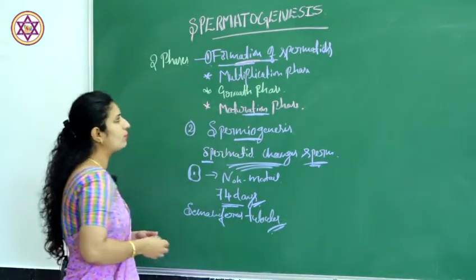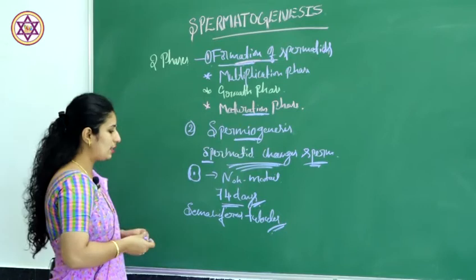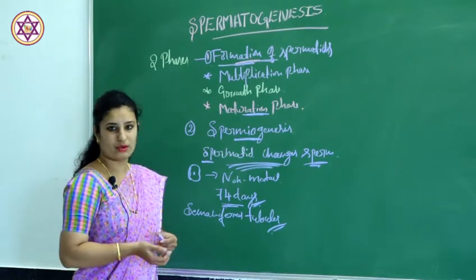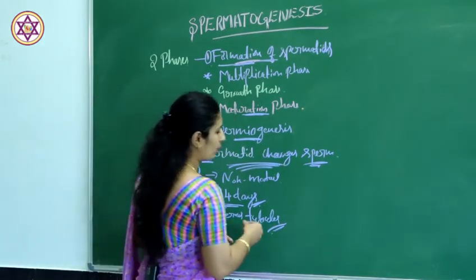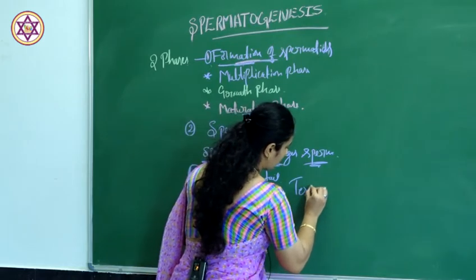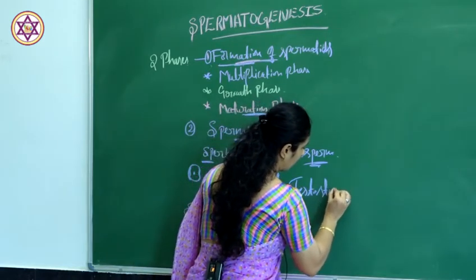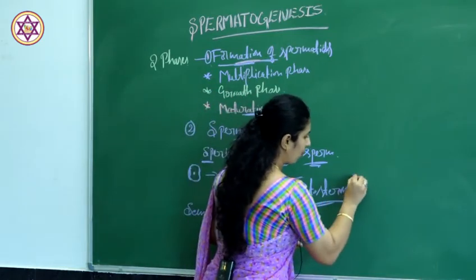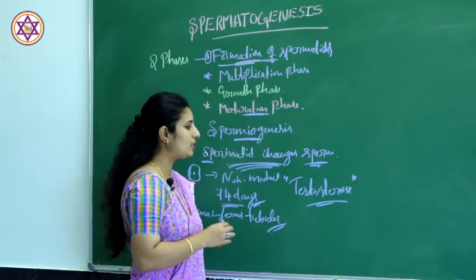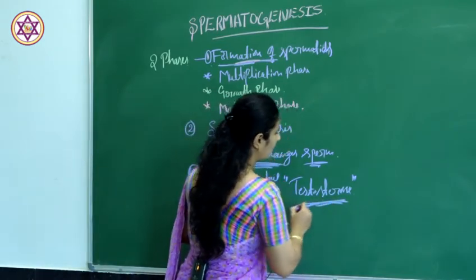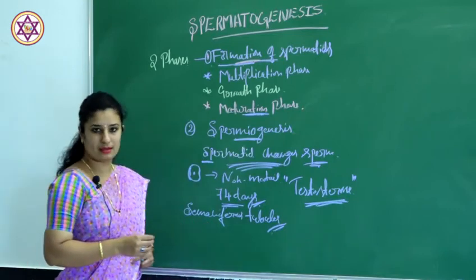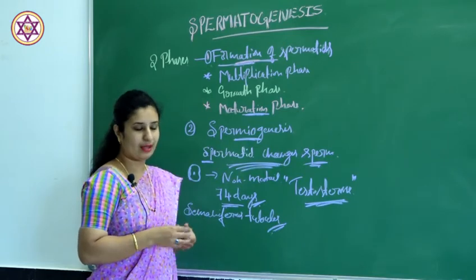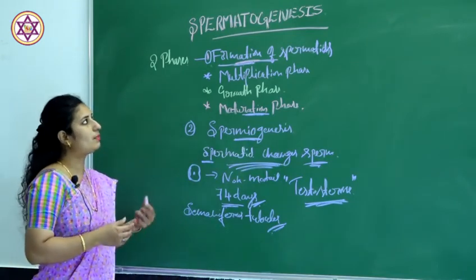The process of spermatogenesis takes place in seminiferous tubules, under the influence of the sex hormone called testosterone. This is a sex hormone for the males. So, under the influence of this hormone, the whole process gets completed. Okay, this is a few things of introduction about spermatogenesis.